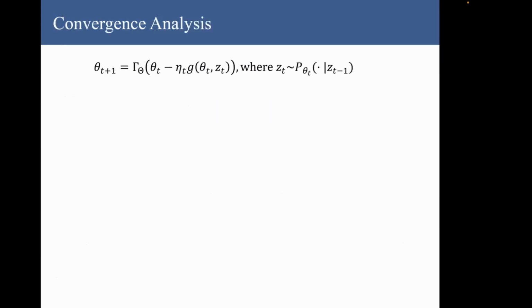Now, let me first talk about our main result. Under what conditions can we still do updates in a fully adaptive manner while still converging, having good convergence properties?